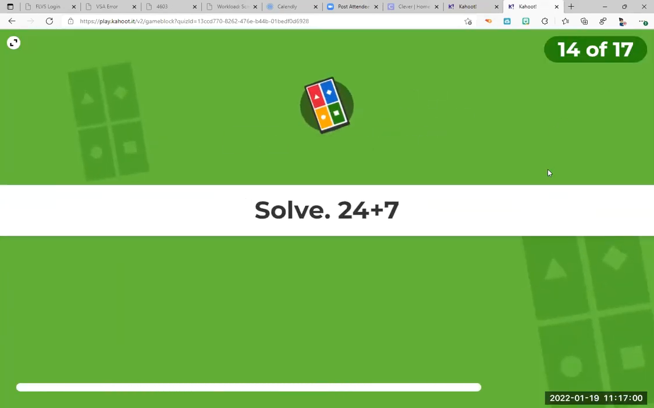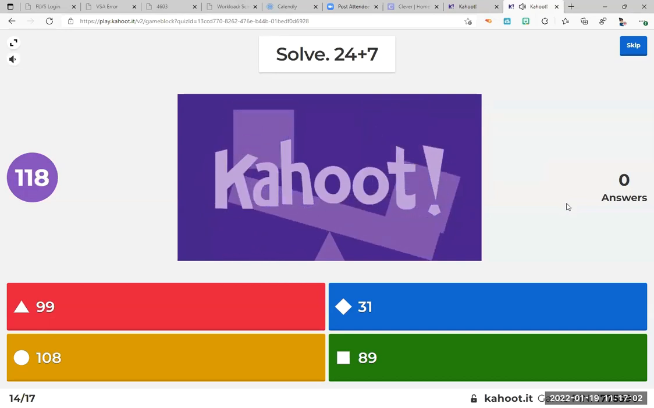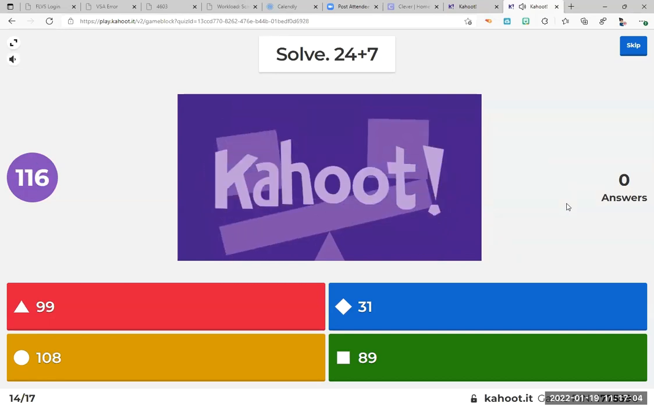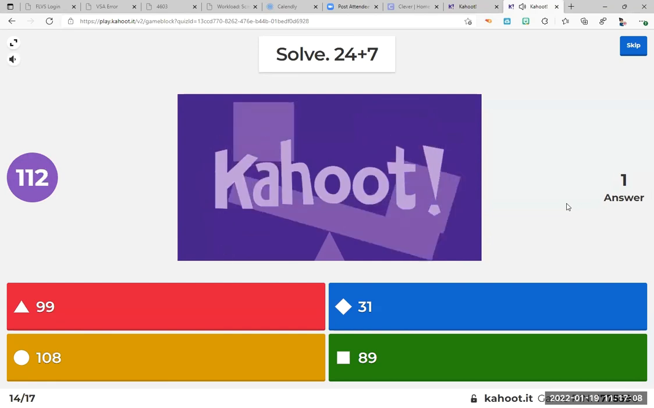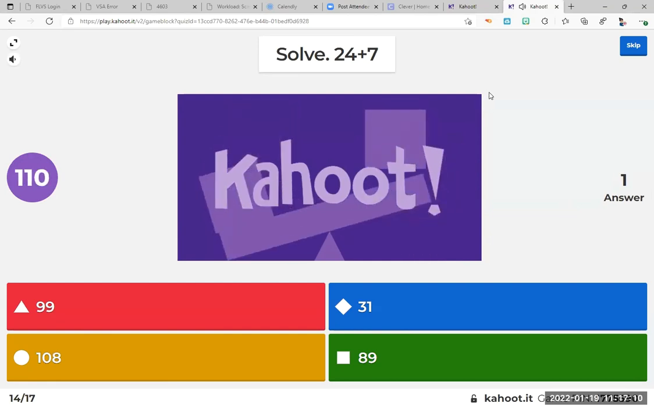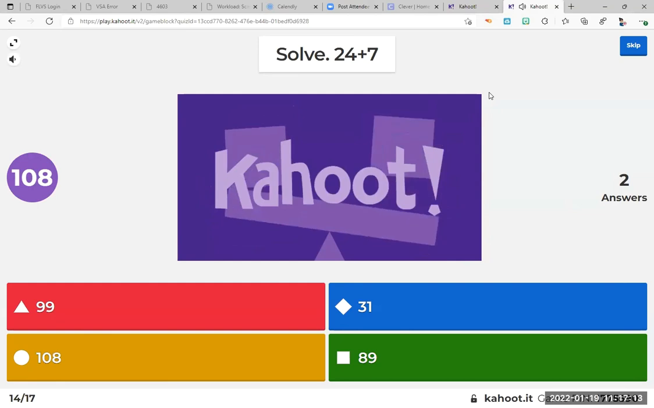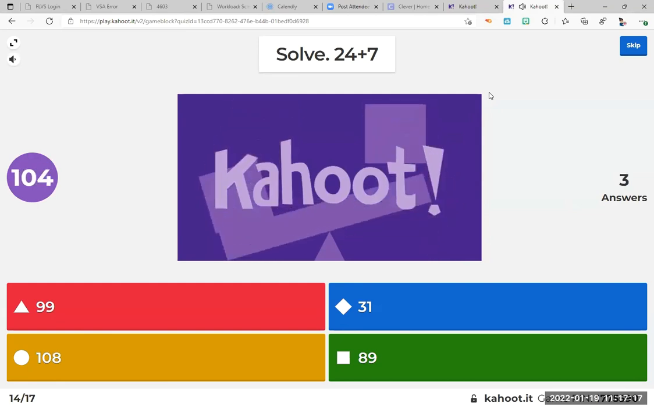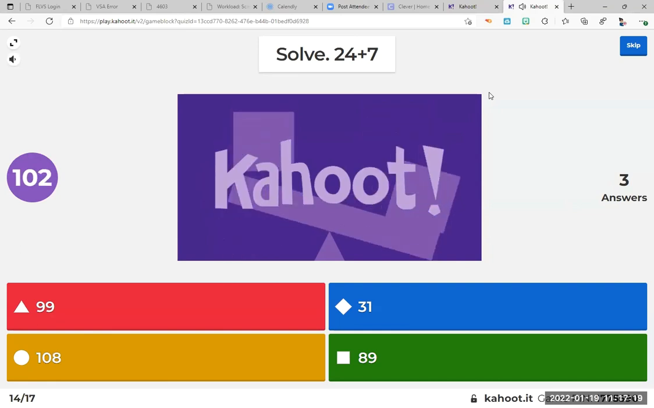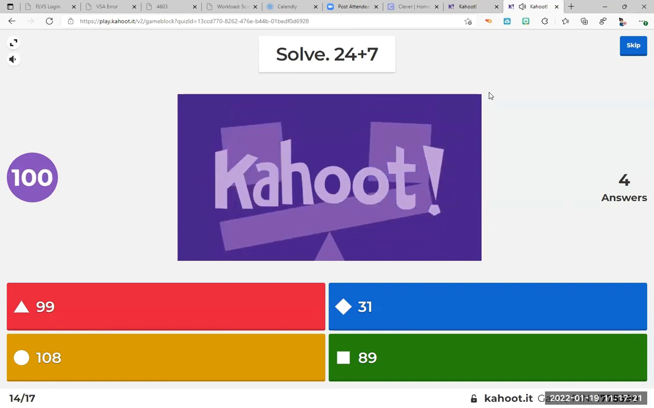All right. Oh, you want to do this one? This one's easy. 24 plus 7. You could do it in your head. You could do place value. You could do a T-chart. Whatever you do, you may need to regroup. There might be tons of ones.